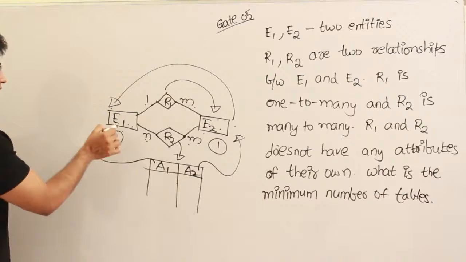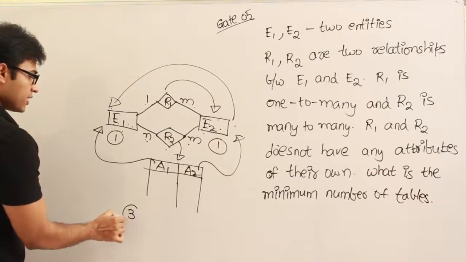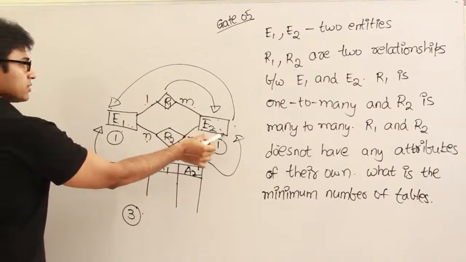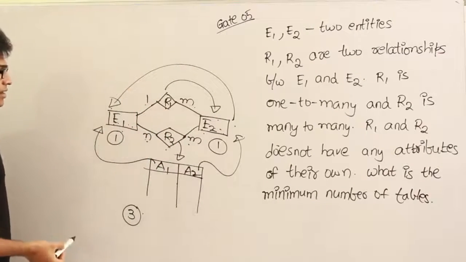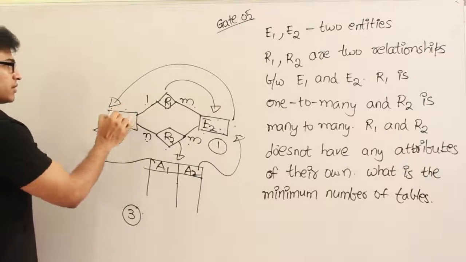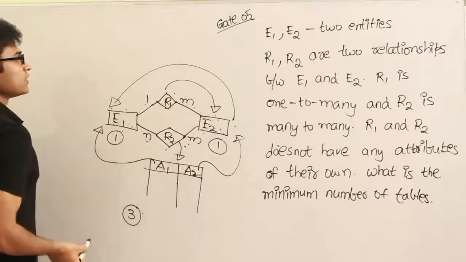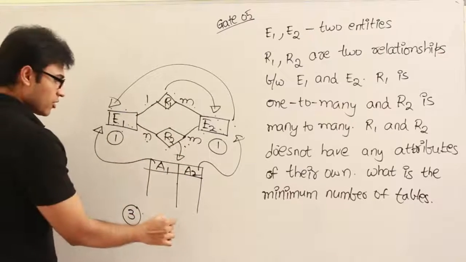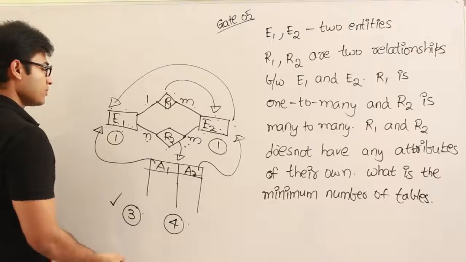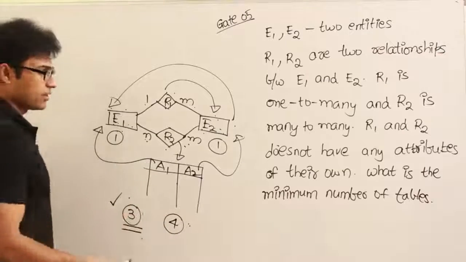Therefore, how many tables do I need? One table for E1, one for E2, and one for the many-to-many relation. The minimum number of tables required is 3. The one-to-many relationship is represented as a foreign key in a table. What about the maximum number of tables? If you wish, you could easily add one more table, so the maximum number of tables will be 4. Anyway, people are interested in the minimum number of tables, not the maximum. So minimum is 3 and maximum is 4. So the answer is 3. Got it? Okay.